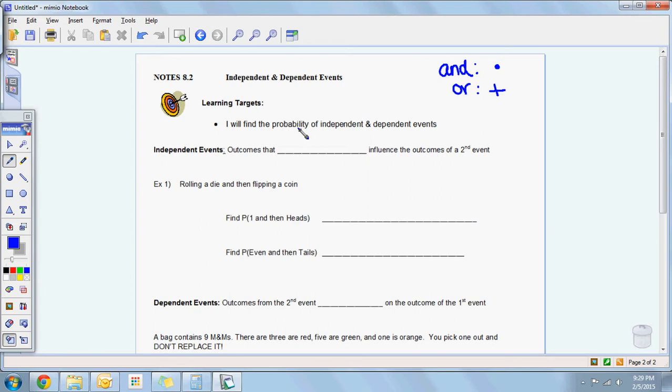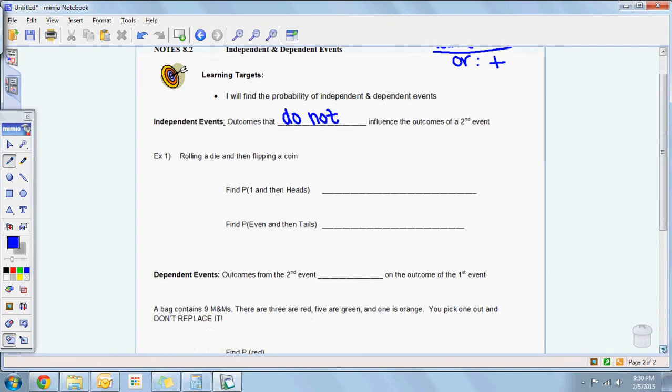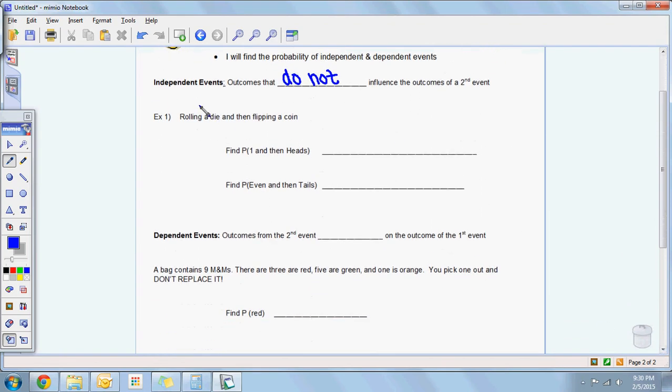We want this and this to happen. So just remember what those mean. So let's jump into what independent events are. Independent events have no effect on one another, so they're outcomes that do not influence each other. So whatever you do first has no effect on what you do second. So an example of that would be rolling a die and flipping a coin. Whatever you get on the die has no effect whatsoever on what you're going to get on the coin. That's what we call independent events.